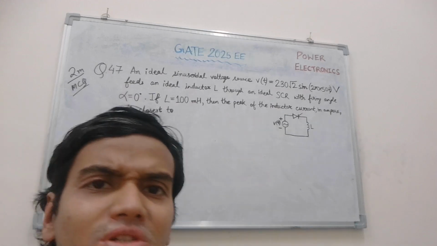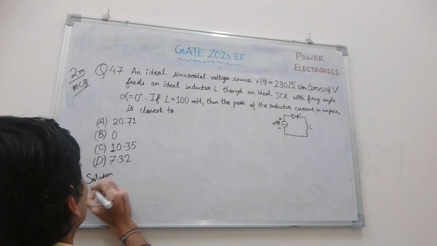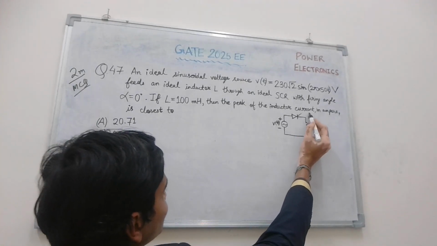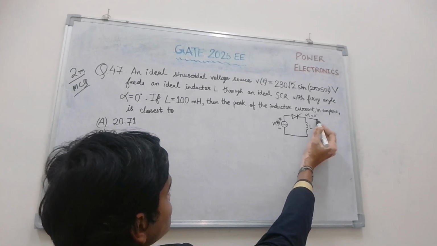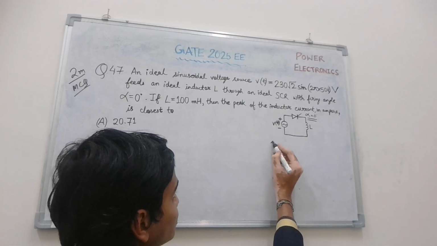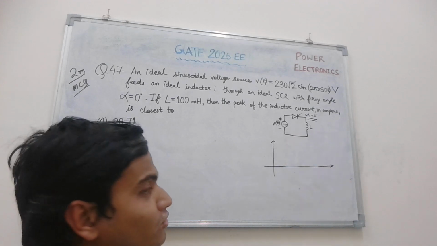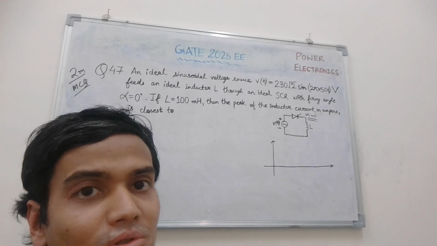Let's move on to the solution for this question. It is a simple basic question. It is given for this SCR alpha is 0 degree, that is, the firing angle is 0 degree. It is fired at zero voltage. Let's draw the voltage waveform. In power electronics, in this kind of circuits, it is better to draw the waveforms and approach.